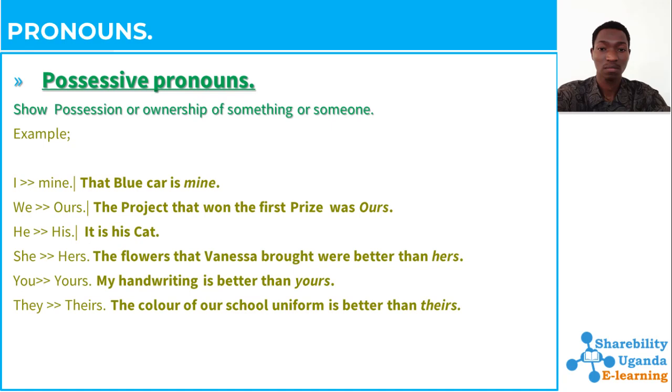For the personal pronoun I, the possessive pronoun would be mine, as in the example. For example, to indicate that I own the blue car, it can be written as that blue car is mine, as in the example below. And for the personal pronoun we, the possessive pronoun would be ours. For example, to indicate that the project that won the first prize belongs to us, it can be written as the project that won the first prize was ours.